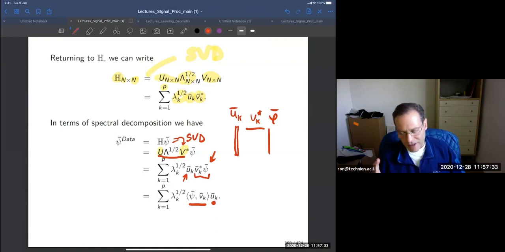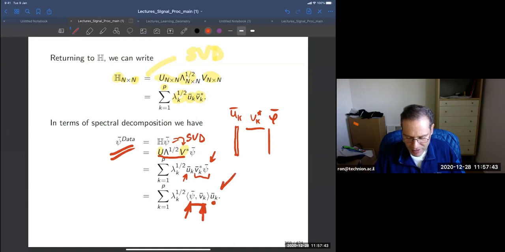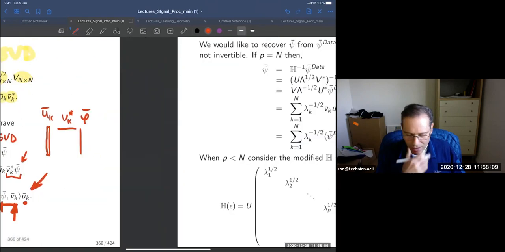This is something that we haven't seen until now. The data is represented as the coefficients of projecting psi in the V space. And these are the coefficients that multiply my UK space, in a different space. And they should be modulated by the corresponding eigenvalues of the SVD, the singular values of my filter. And again, this is as long as H is not a result of an LSI process, otherwise U and V would coincide.